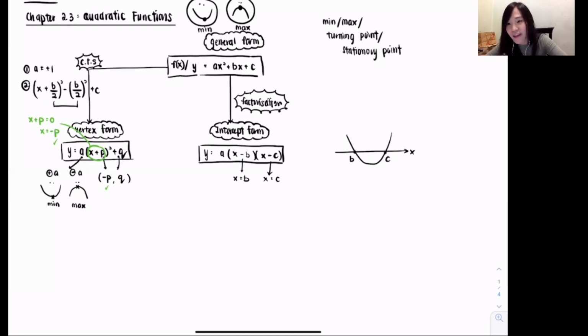Just want to give you an idea of it. Then, how do I find the maximum or minimum point? Do you realize it's actually very easy, because the curve itself is always balanced. We call it a parabola, okay? Every single curve is always balanced. So if it is balanced, do you realize the maximum or minimum point is right in the middle of the whole thing?